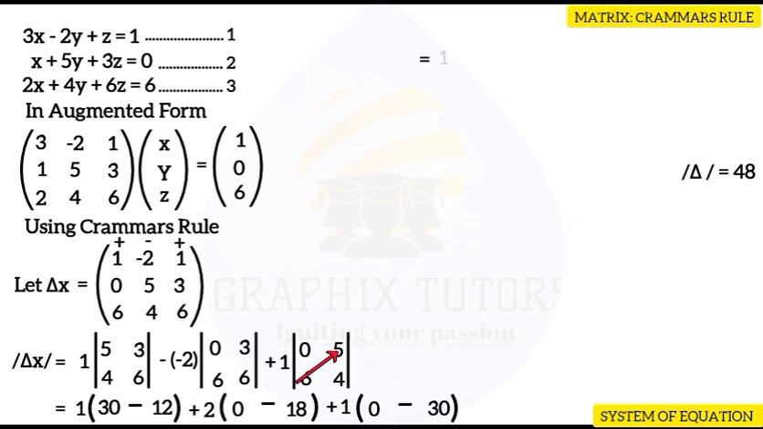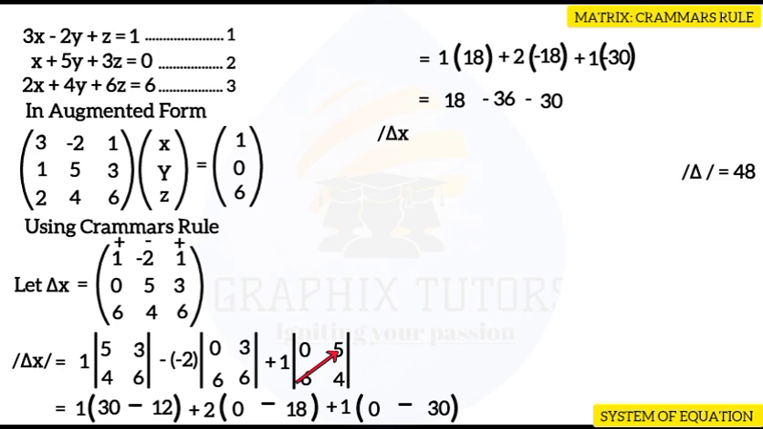So this will now give me 1 into bracket 30 minus 12 is 18. Plus 2 into bracket 0 minus 18 is minus 18, because the negative is for the 18. Then plus 1 open bracket minus 30, right? Because 0 minus 30 will still give you minus 30. So we'll now be left with 1 times 18 is 18, plus 2 times minus 18 will give you minus 36. Then plus 1 times minus 30 will give you minus 30. So by the time you do the needful, 18 minus 36 minus 30 will give us what? Minus 48, right?